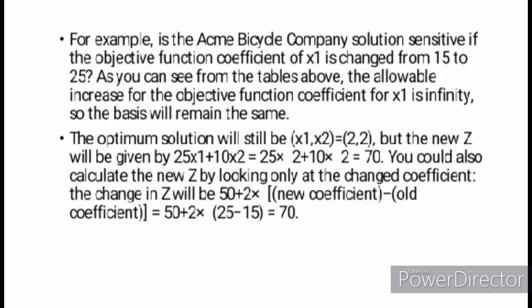The optimum solution will still be x1, x2 equals 2 and 2, but the new z will be given by 25x1 plus 10x2 equals 25 times 2 plus 10 times 2 equals 70. You could also calculate the new z by looking only at the changed coefficient.